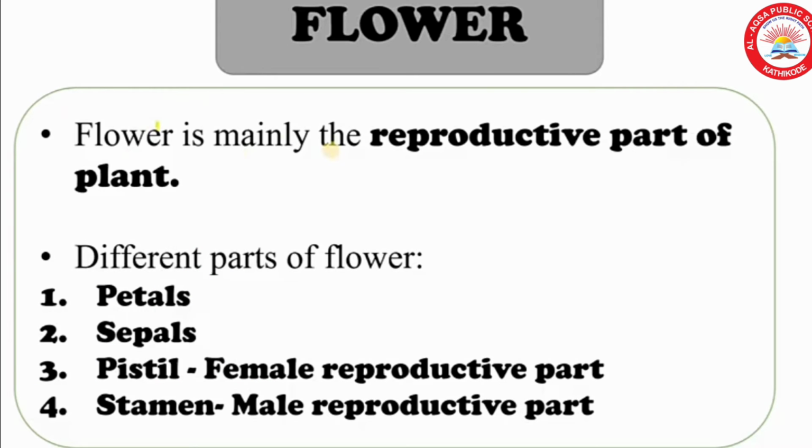A flower has four parts. The first one petal, second one sepal, and third one pistil. Pistil is the female reproductive part of the flower, and fourth one stamen. Stamen is the male reproductive part of the flower. And about sepals and petals, we have already discussed. Petals are the prominent part of the flower and sepals are the green colored structure which protect the bud.